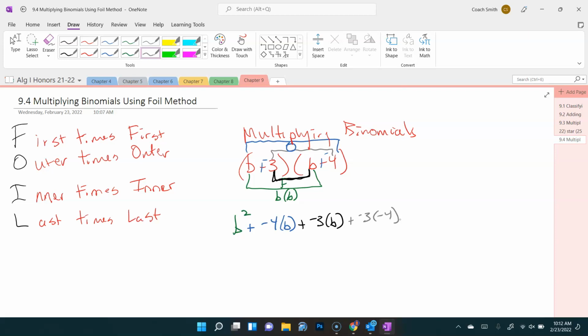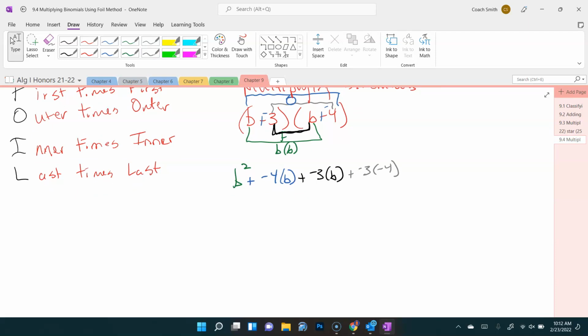Will we get the hang of this? Yeah, it becomes second nature.